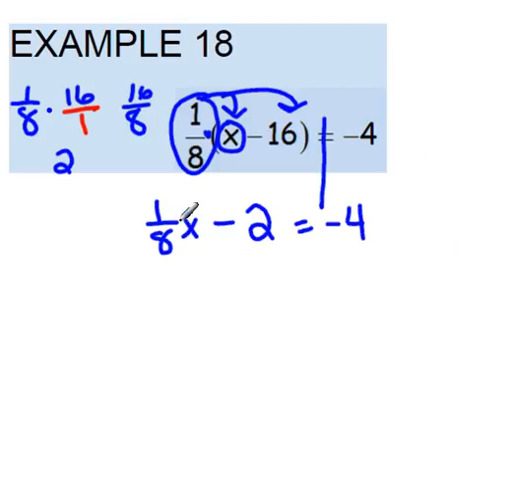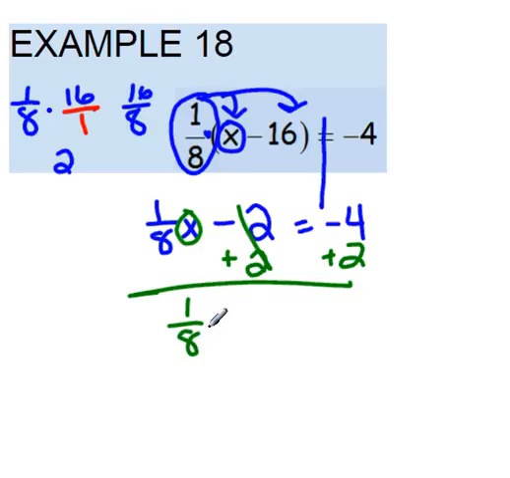From there, remember we're solving for x, I need to inverse this negative 2. Because it's negative, we inverse it with a positive, and we're going to add 2 to both sides. That will give me 1/8 x equals negative 2.